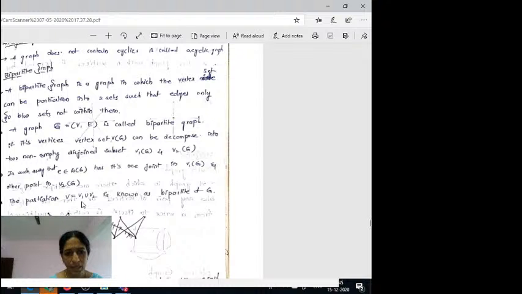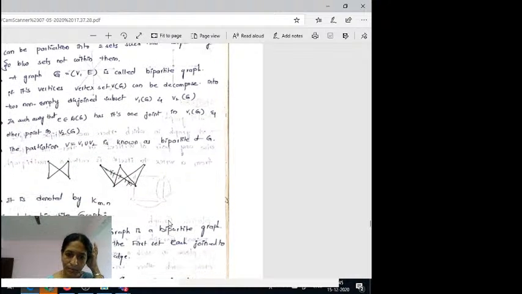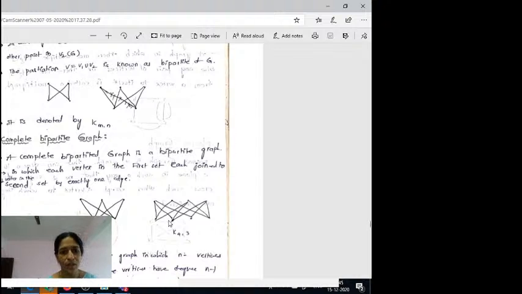Here the partition V equal to V1 union V2 is known as the bipartition of G. Now it is denoted by using the letter K, K m comma n. That means the number of vertices in one set and the number of vertices in another set.